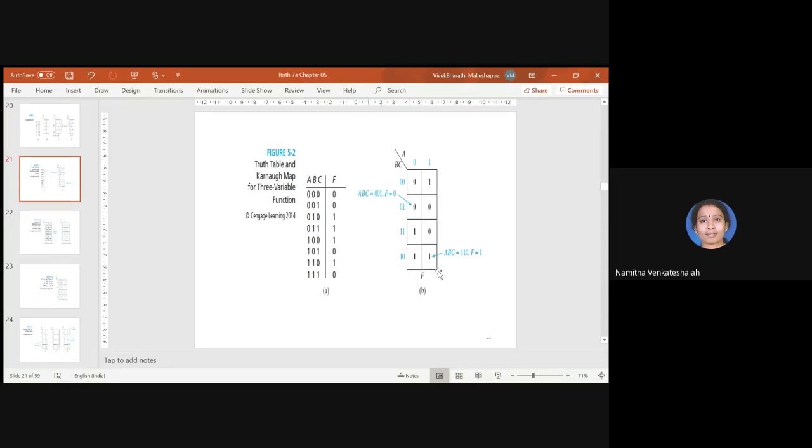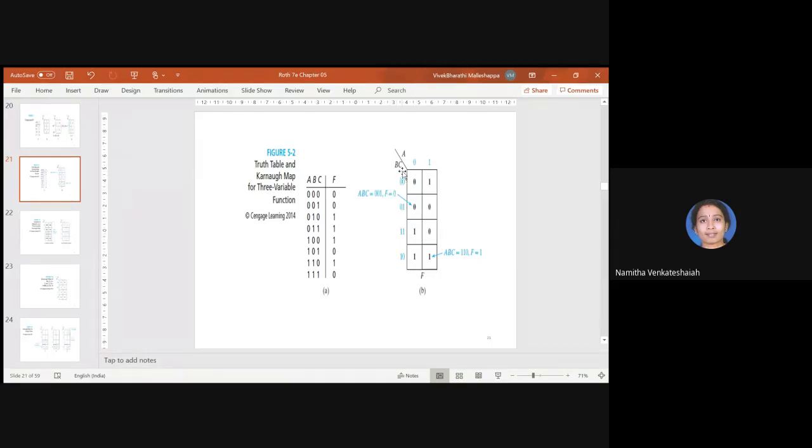I have written the K map. So this is the 0th row. The 0th row means A is 0, B is 0, C is 0. So which box corresponds to that? This particular box, wherein A is 0, B is 0, C is 0. This row represents A is 0. This column represents A is 0. This column represents A is 1.